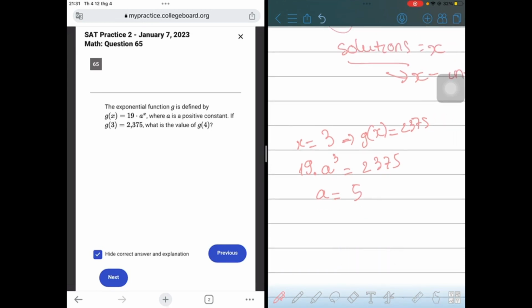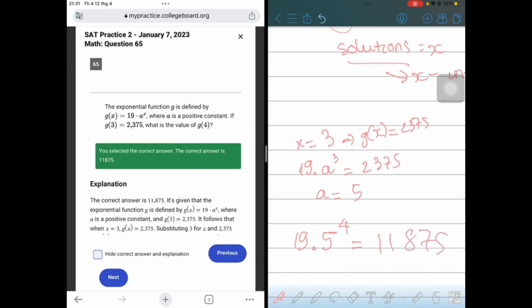So now they ask for the value of g(4). We just replace a equal 5, and that's all. x equals 4 and a equals 5. 19 times 5 to the power of 4 equals 11875. You see, right?